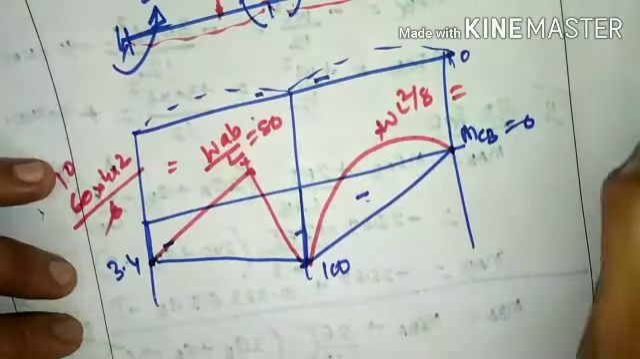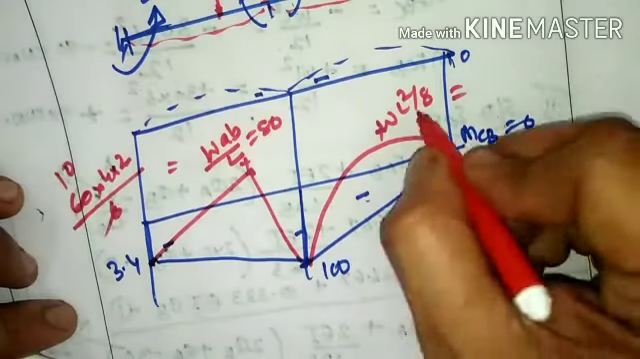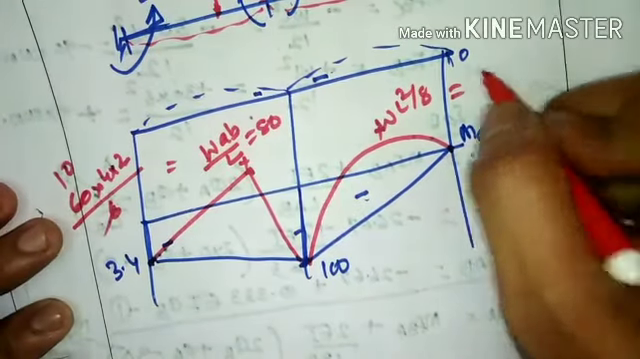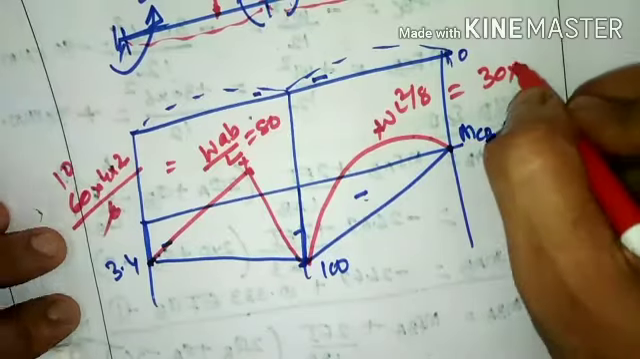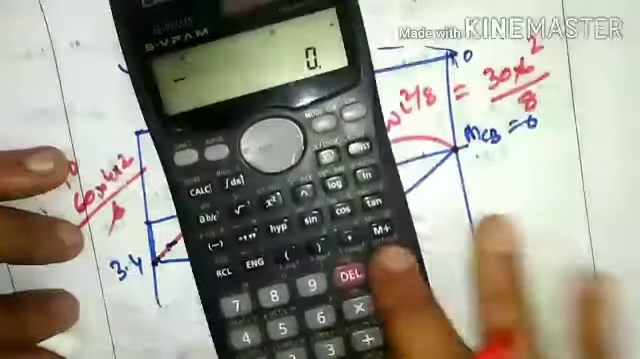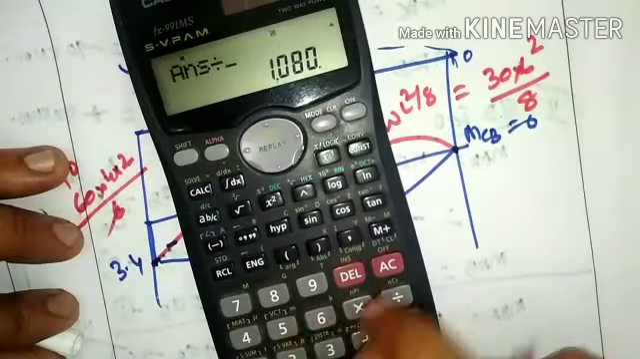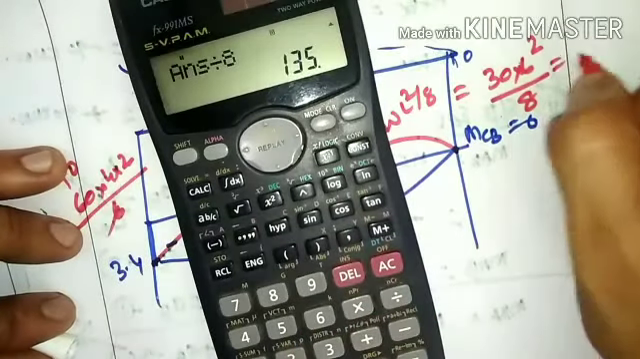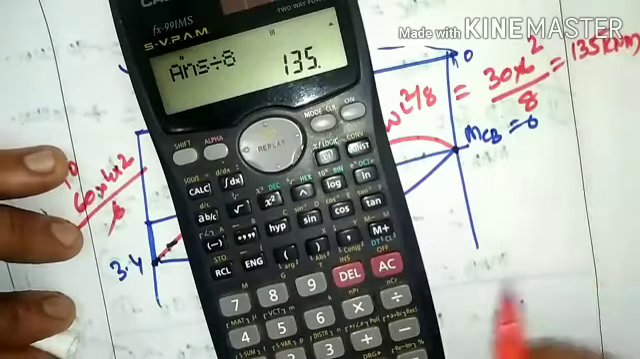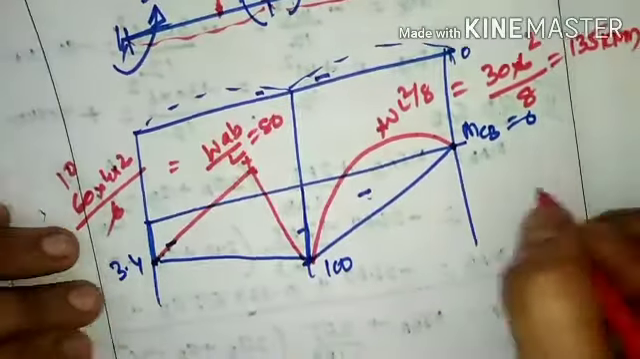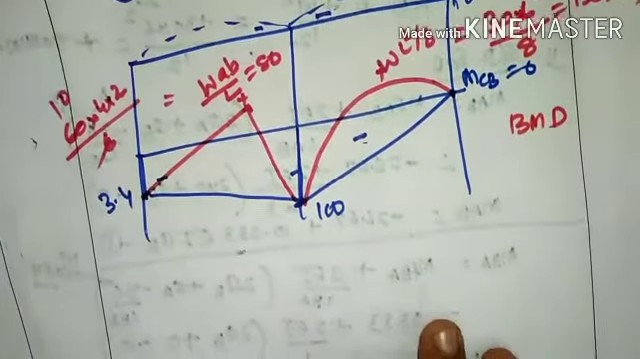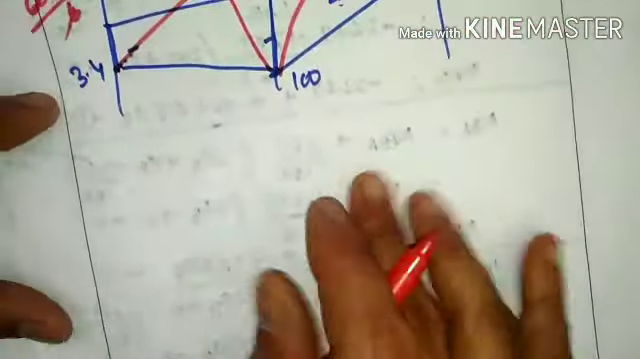Likewise WL square by 8. The value of UDL is 30. 30 into 6 square divided by 8. So 30 into 36 divided by 8, whose value shall come as 135 kilonewton meter. So this is the bending moment diagram. Once we draw this bending moment diagram, we need to draw the shear force diagram.